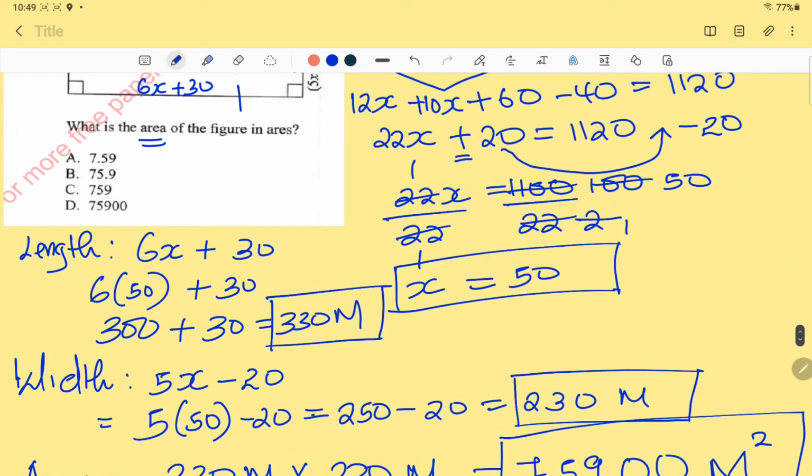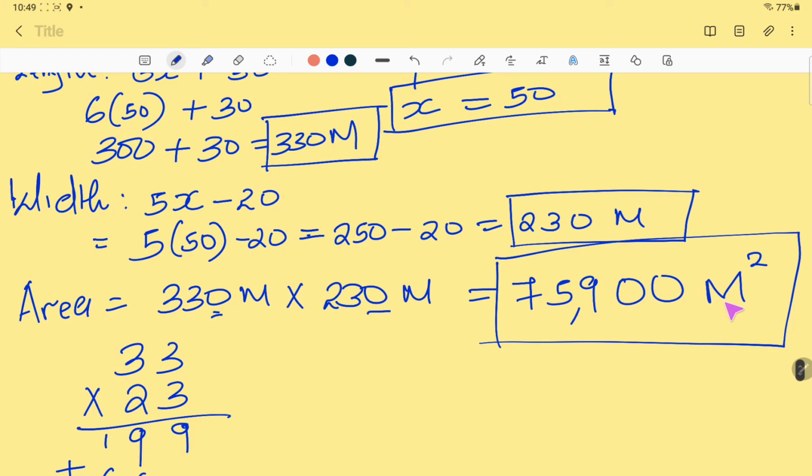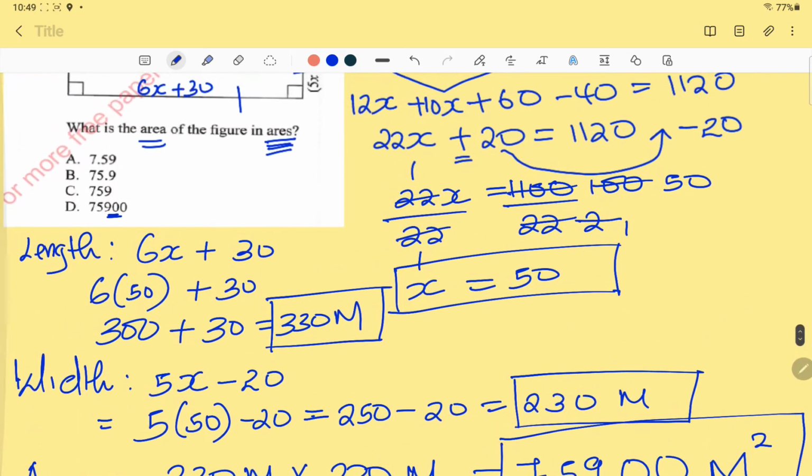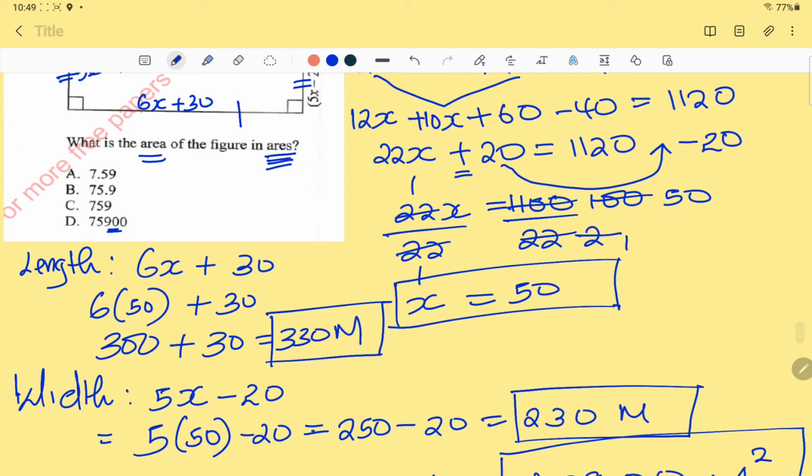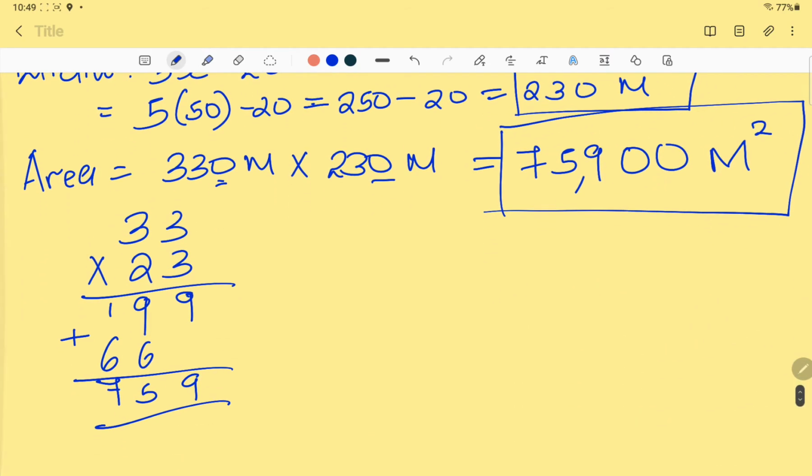Now go back to the question. You see, the 75,900 is among the answers, but you have to read the question twice. The question is, what is the area of the figure in hours? So these are the units. Okay, this is very important. You need to be very careful with the units. So our units here is meters squared. The question is we convert it into hours. So how do you convert meters squared into hours?